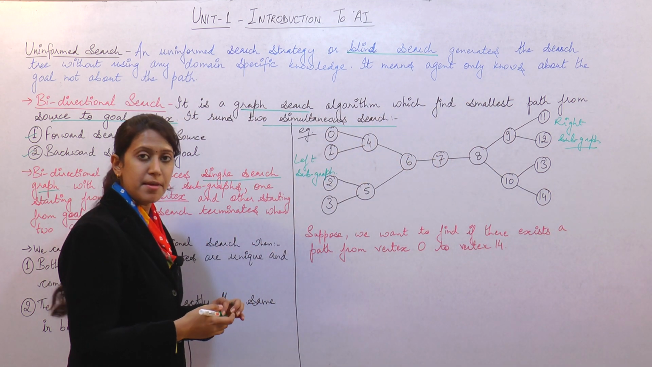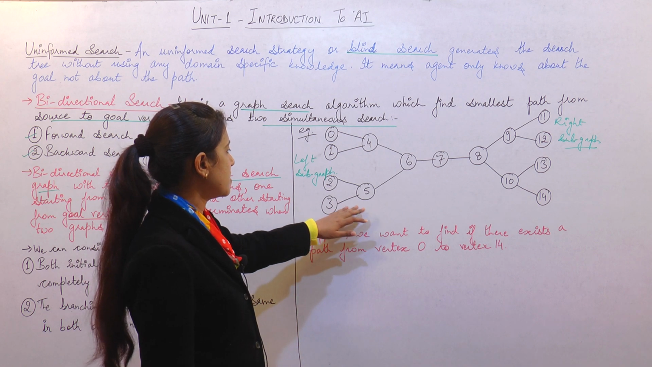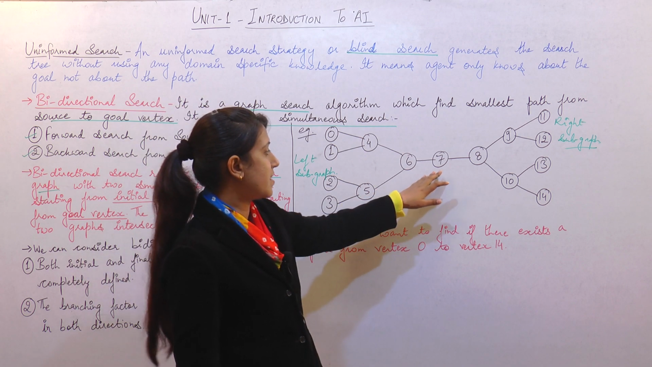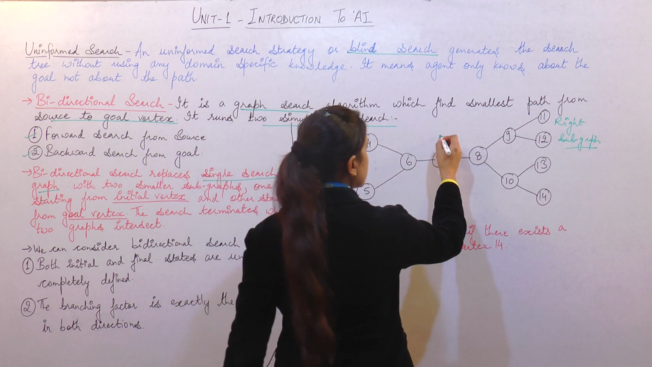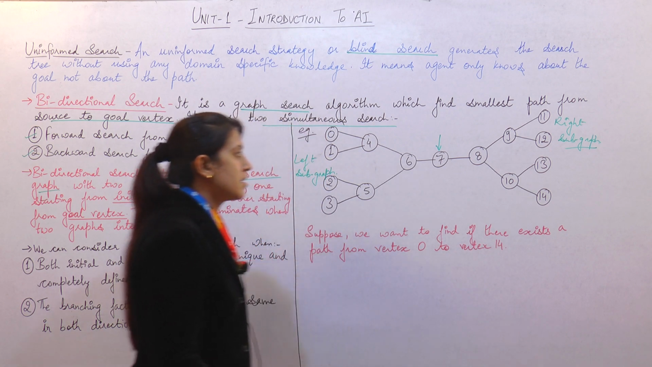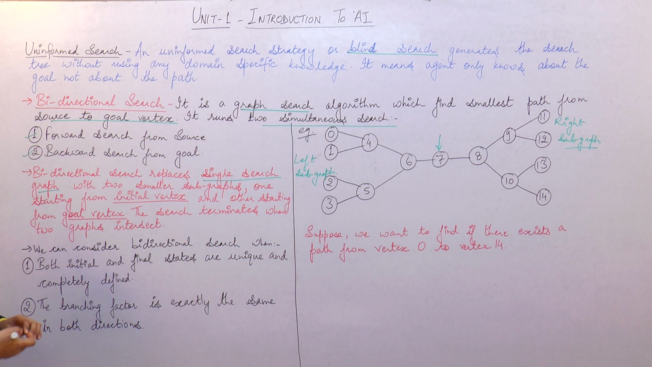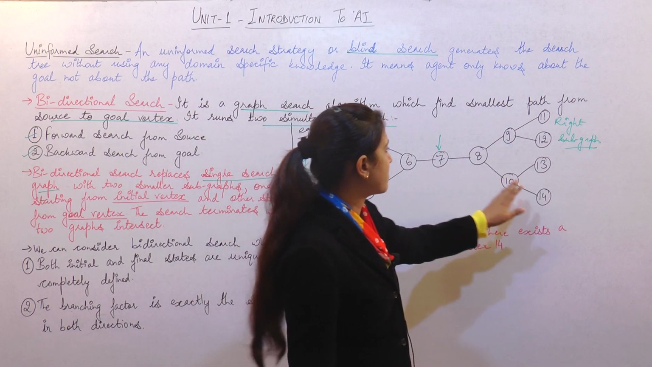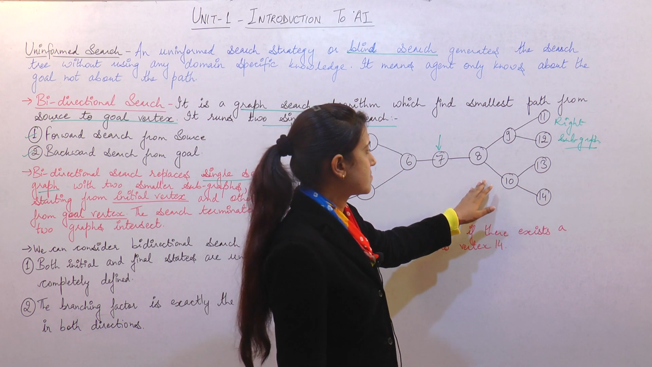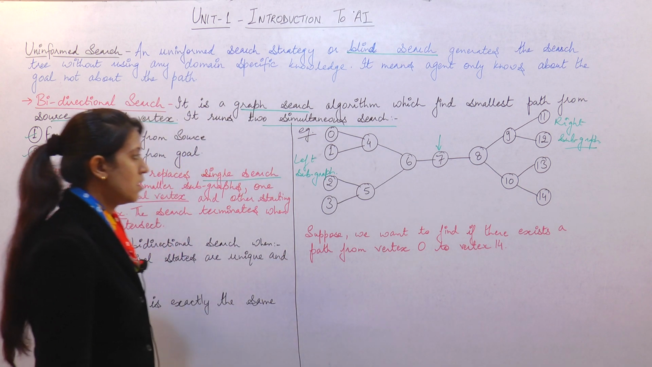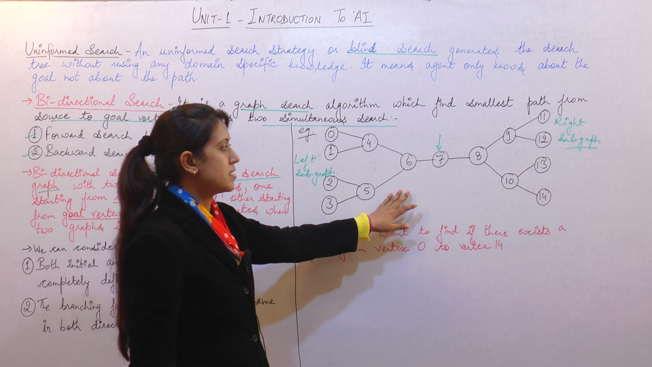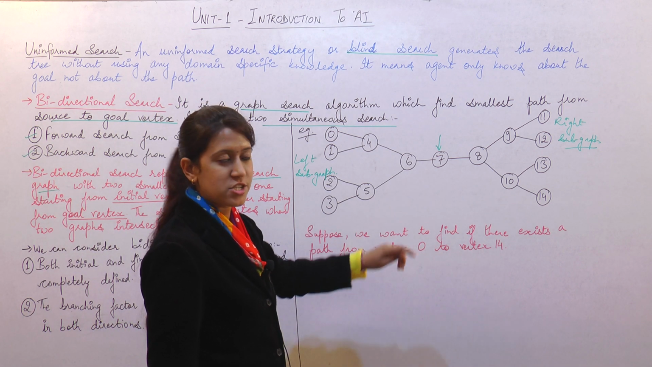Now if we implement both searches, that means forward search and backward search, both these searching techniques will intersect at node 7. That means we have the same branching factor in both directions. That means on the left of 7 we have 6 nodes, and on the right of 7 we also have 7 nodes. So in this way both factors are fulfilled, and this is a suitable graph to implement bidirectional search.